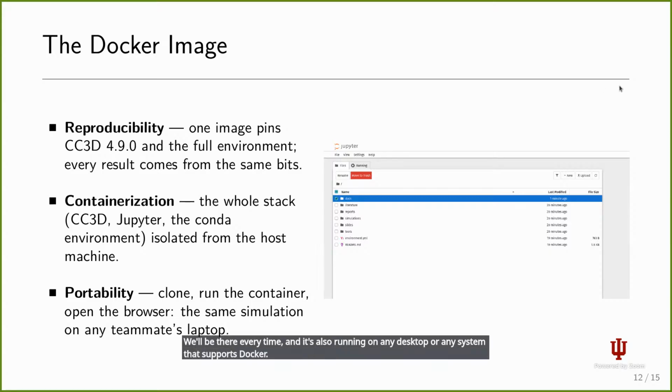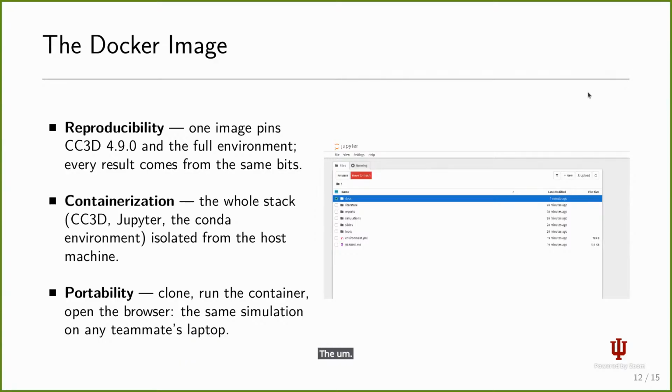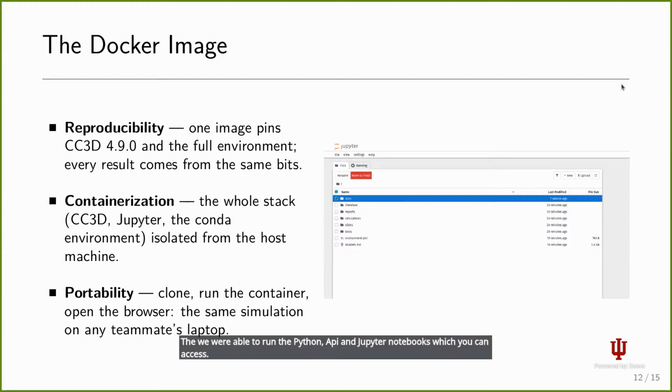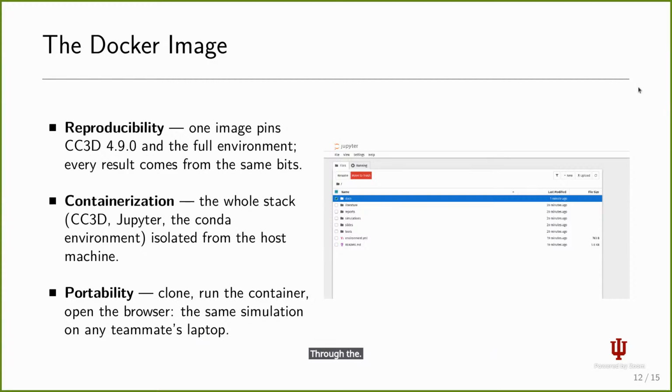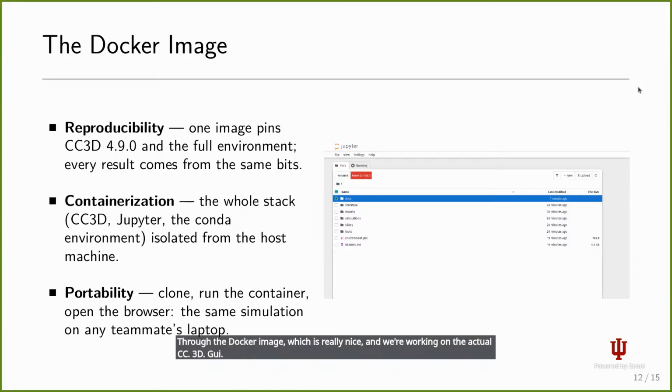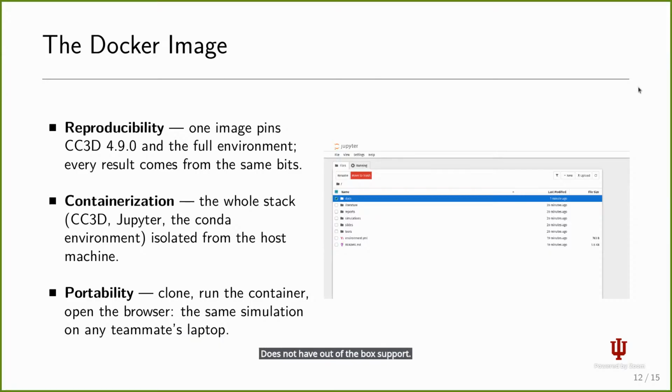So what we have is we're able to run the Python API and Jupyter notebooks, which you can access in the browser through the Docker image, which is really nice. And we're working on the actual CC3D GUI itself, because Docker does not have out-of-the-box support for running GUI applications like CC3D. Takes a little bit more setup.